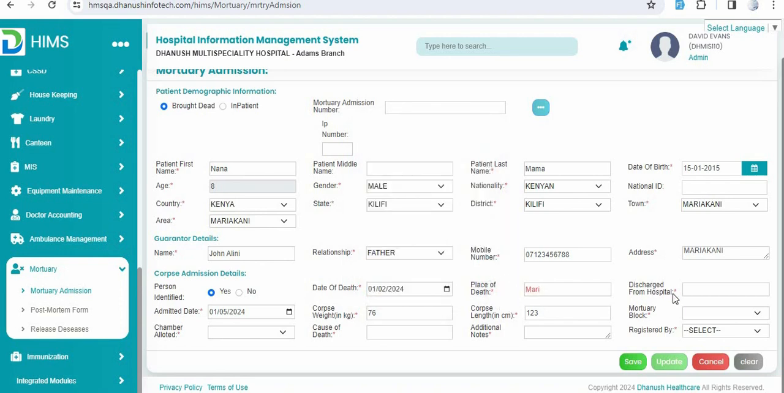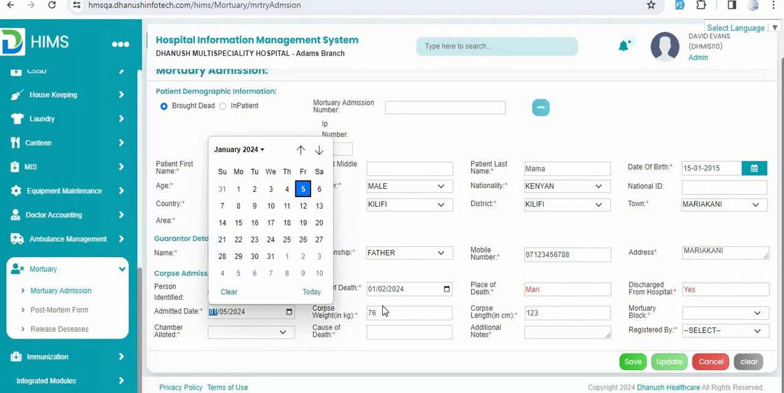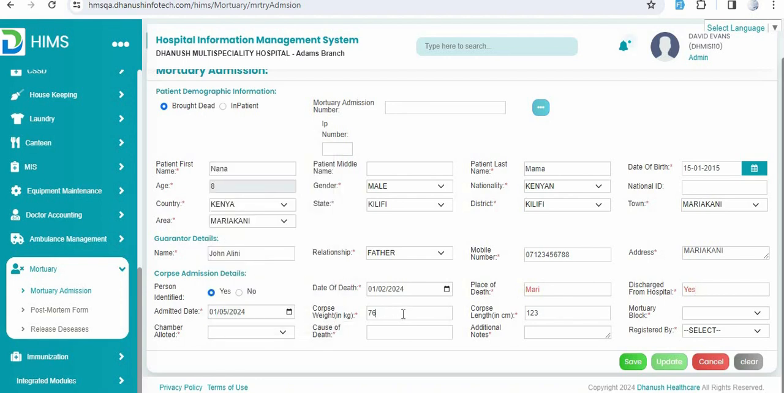They also have to indicate whether the person was discharged from the hospital. They then have to indicate the date the corpse was admitted to the mortuary. Then they have to fill in the weight of the corpse and then the length of the corpse. Next, they have to select the mortuary block which the corpse was admitted to.